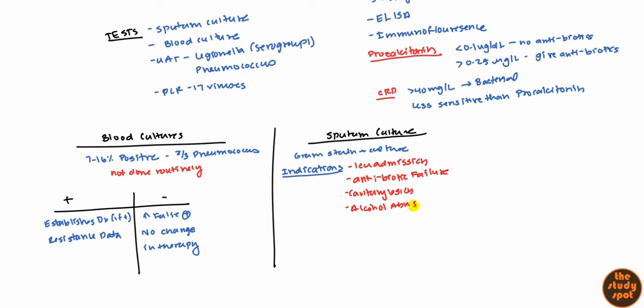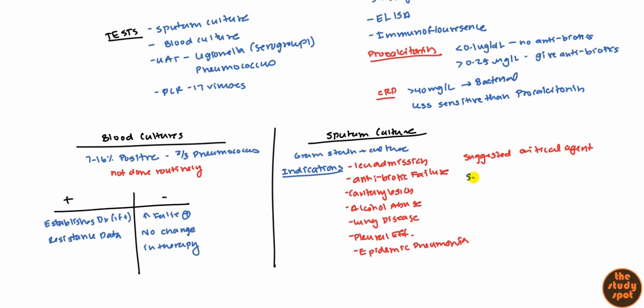Alcohol abuse is another cause. Lung disease, because you want to see exactly what pathogen; more rare types of pathogens tend to cause that. If the patient has a pleural effusion, or if it's an epidemic pneumonia, so if there's an influenza going around, you want to see if this person is within that category, and if some symptoms suggest a critical agent, such as Legionella or influenza or one of those, MERS or SARS or MRSA or something there.